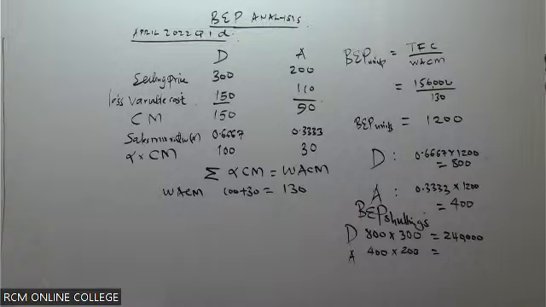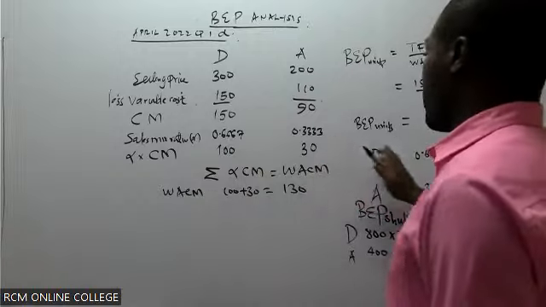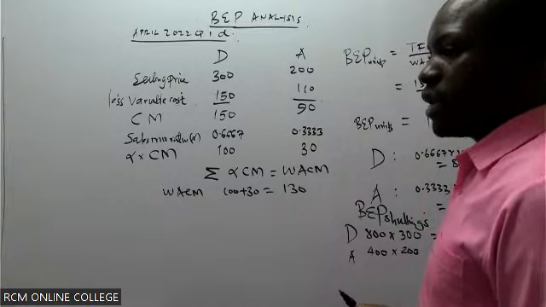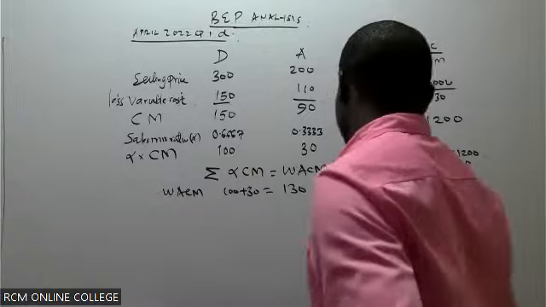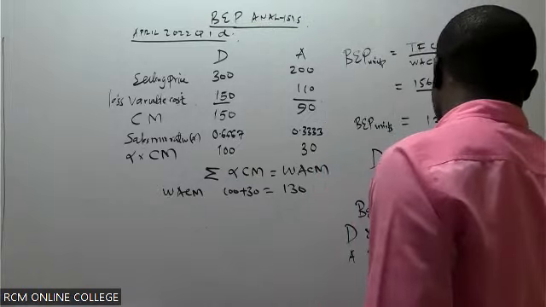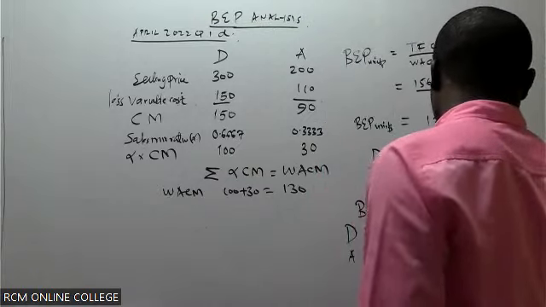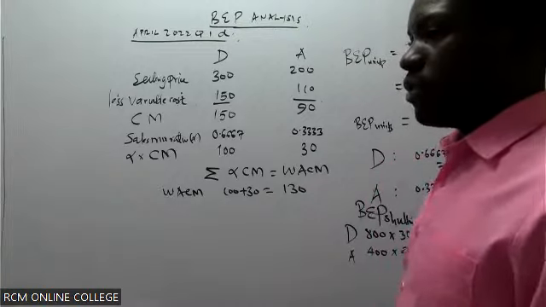Why are we multiplying the sales mix ratio by the break-even point? Can someone assist our friend there? Why are we multiplying the two?